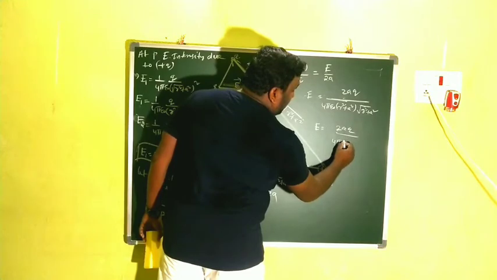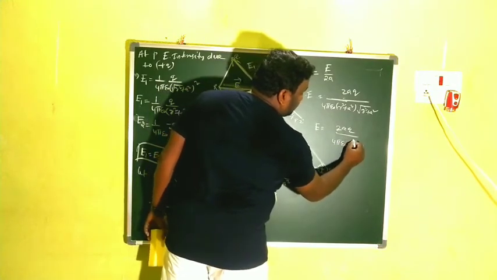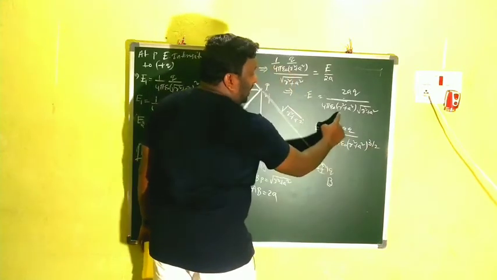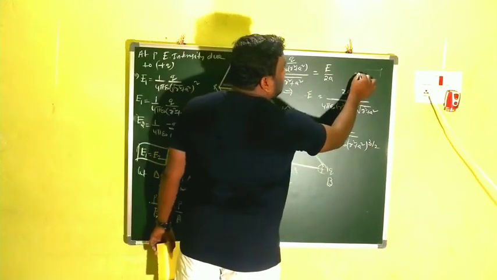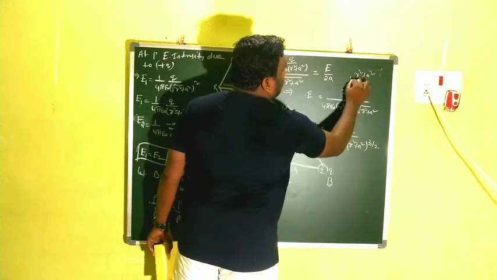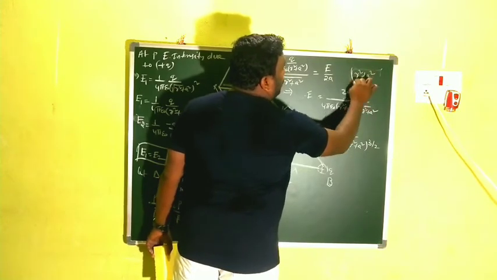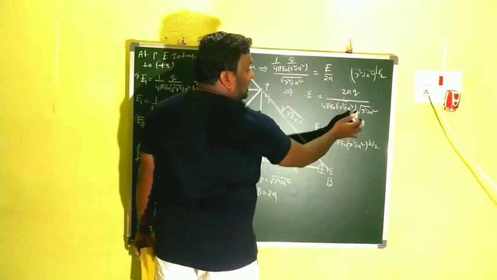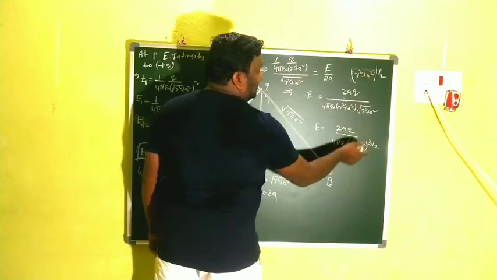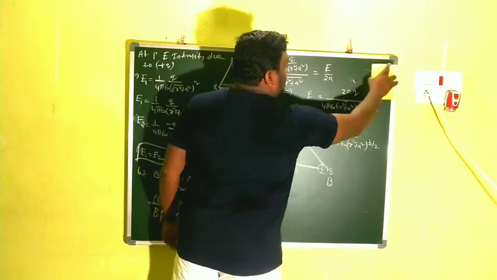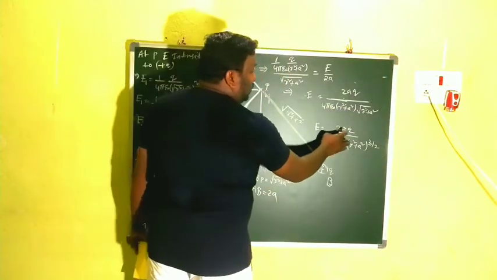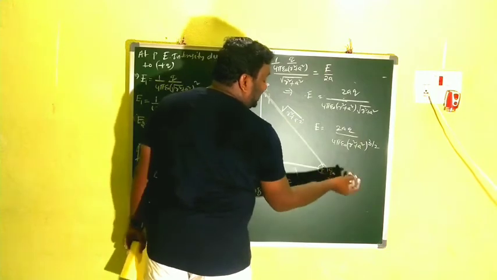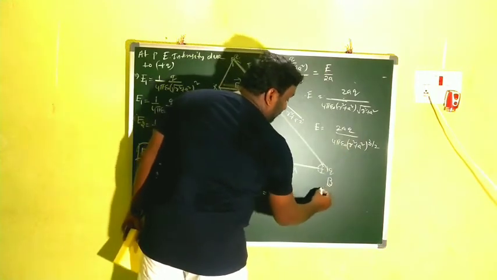4 pi epsilon naught into (R square plus A square) whole to the power of 3 by 2. Here, R square plus A square under root means, simply, whole to the power of 1 by 2 we can write. Already R square plus A square is there, and the power of 1 by 2 is there. Then what do you get? 3 by 2. And I already told you, 2AQ means what? Dipole length into magnitude of charge. What do you write? Dipole moment.